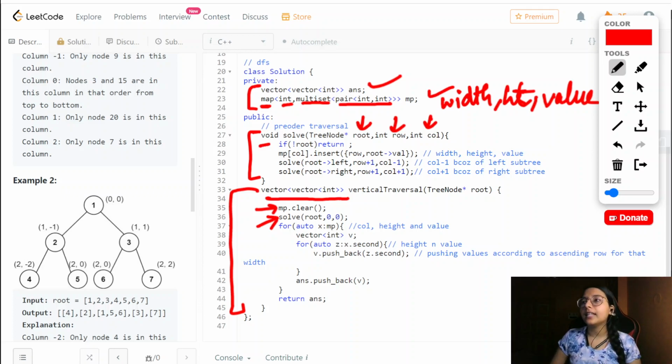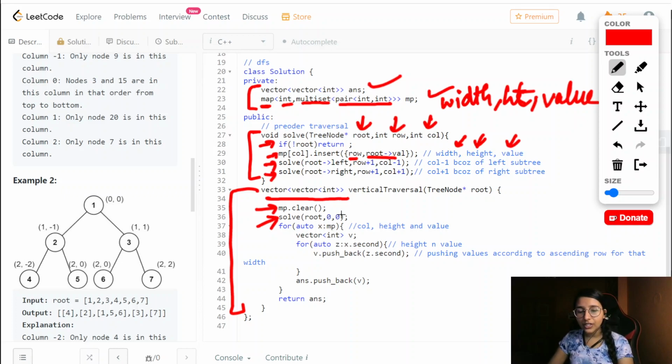So first we are checking the base case: if root doesn't exist, then we will directly return at that point. Else we will have our map, and according to the column, we will be inserting our row and root value. So here basically we'll store the width, and corresponding to that width, our height and value would be stored, and then we will be calling the leftmost function and the rightmost function.